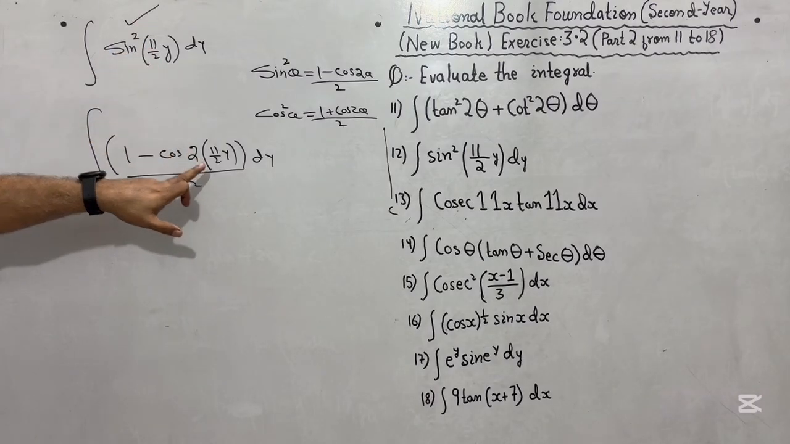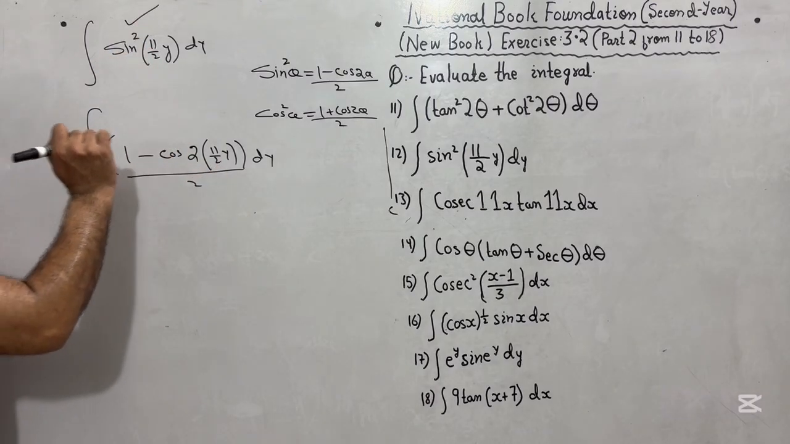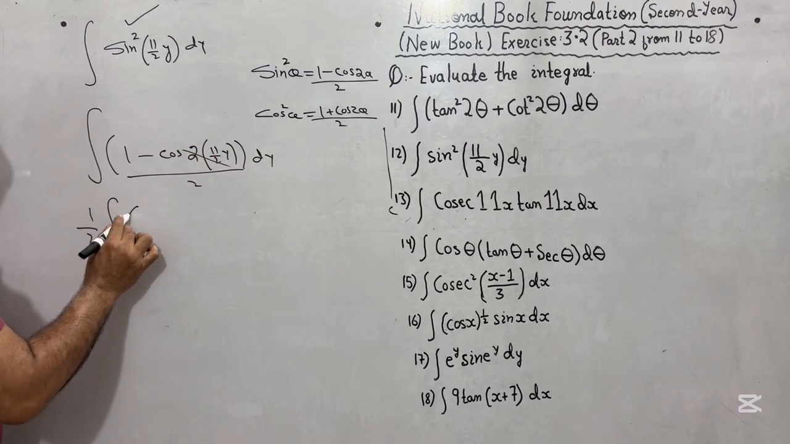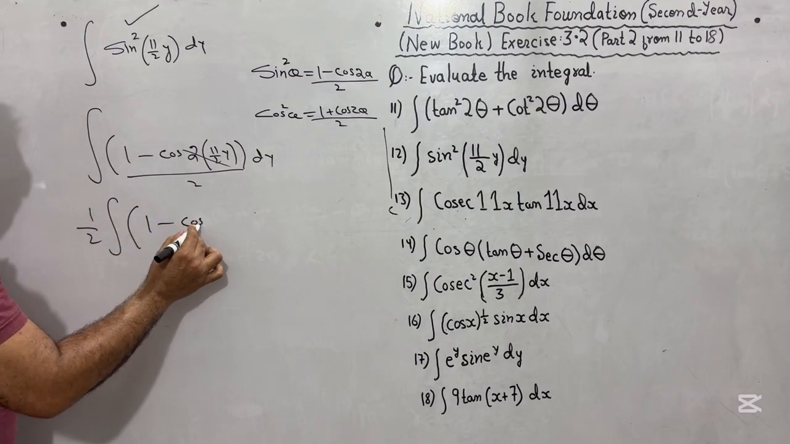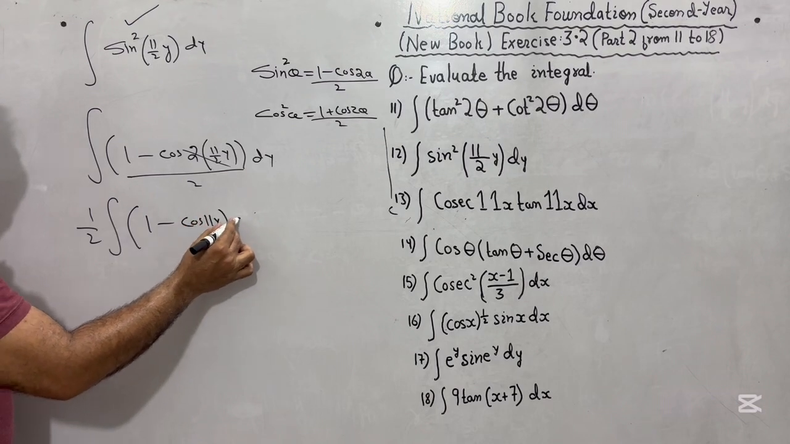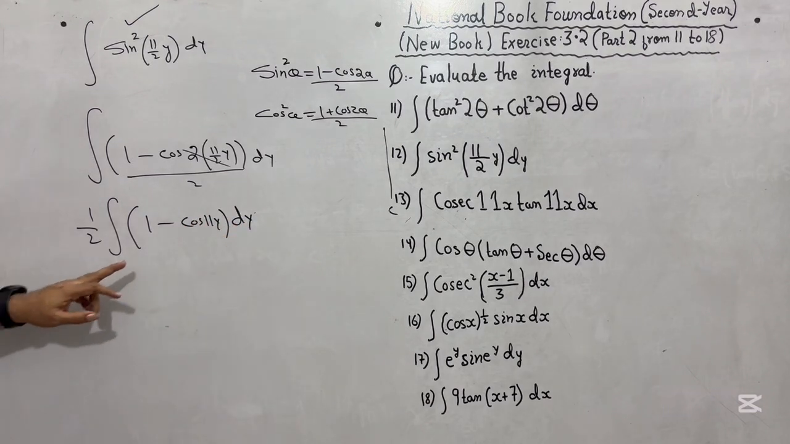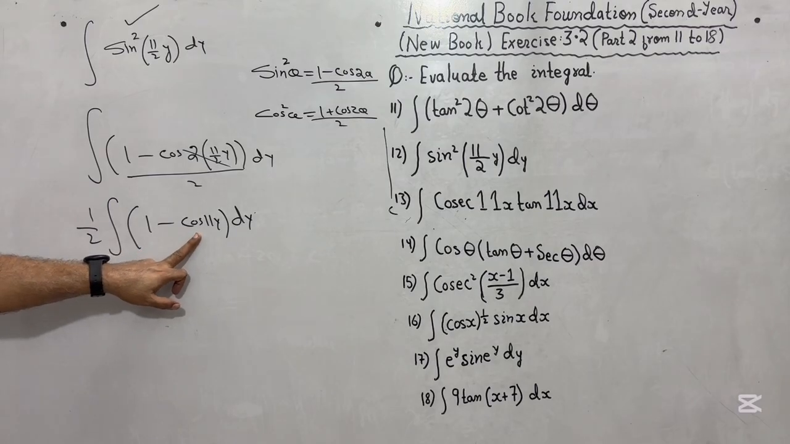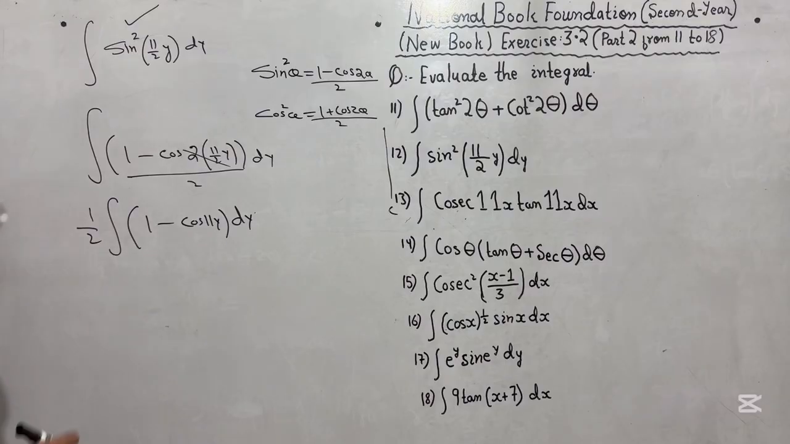Instead of theta, we have 11y over 2. I have this 2 to cancel in the angle, 1 over 2 outside. I have integral of 1 minus cos 11y dy. 1 is the differentiation of y, so integration of 1 is y, and integration of cos is only sine divided by 11.